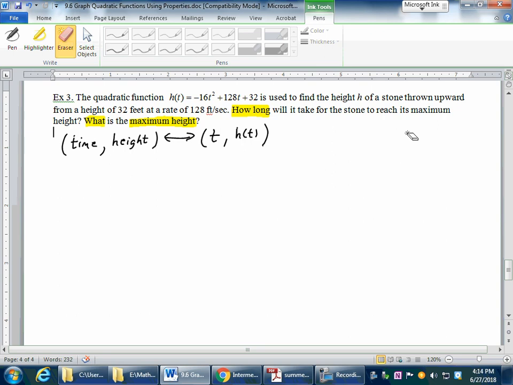So now, when they ask how long it would take to reach the maximum height, that is basically asking what is the time that it reaches the maximum height. It is basically talking about the x coordinate of the vertex, interpretation wise. So to answer the first question, we want the time to reach max height.